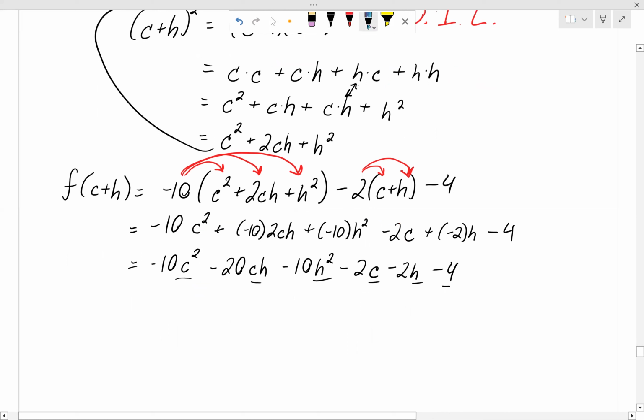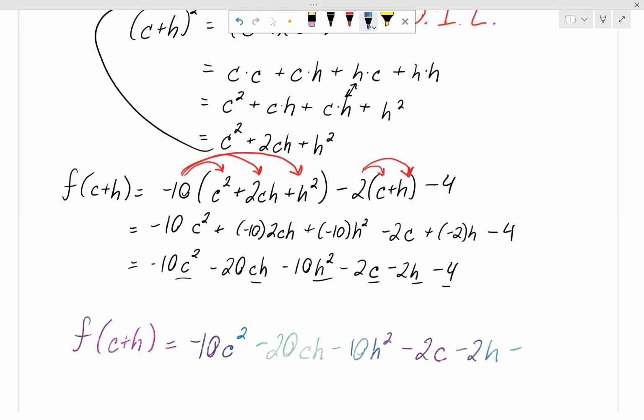My final answer is f of c plus h is equal to negative 10c squared minus 20ch minus 10h squared minus 2c minus 2h minus 4. That would be my final answer.